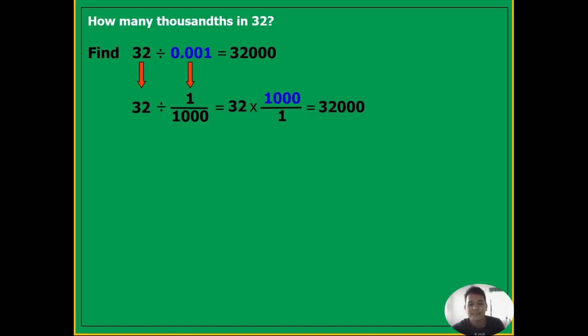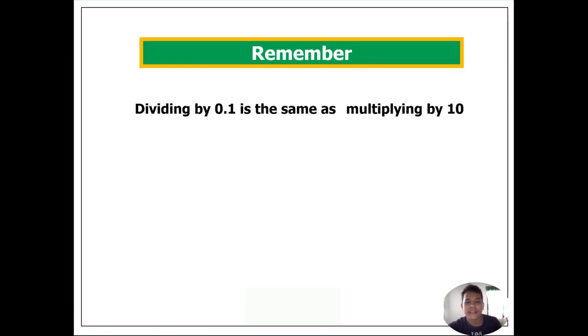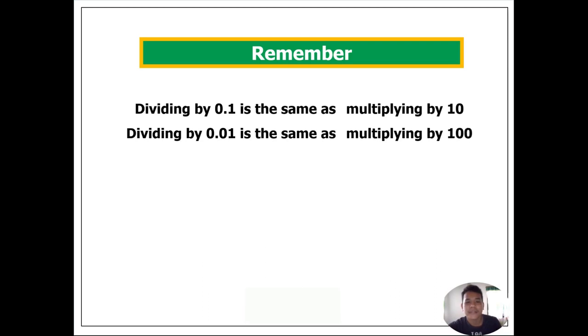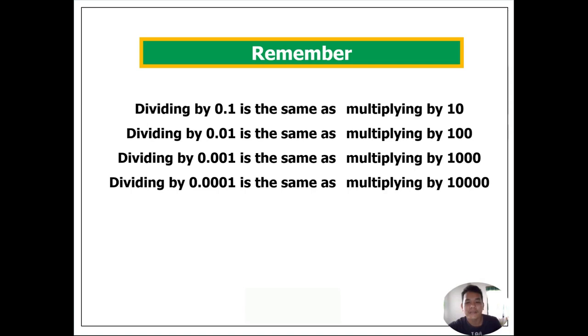Okay. So, the thing we need to remember is that dividing by 1/10 is just the same as multiplying by 10. How about when we divide by 1/100? It is just the same as multiplying by 100. And dividing by 1/1,000 is the same as multiplying by 1,000, as shown in the previous examples. And so on, when we divide by 1/10,000, it is just the same as multiplying by 10,000.